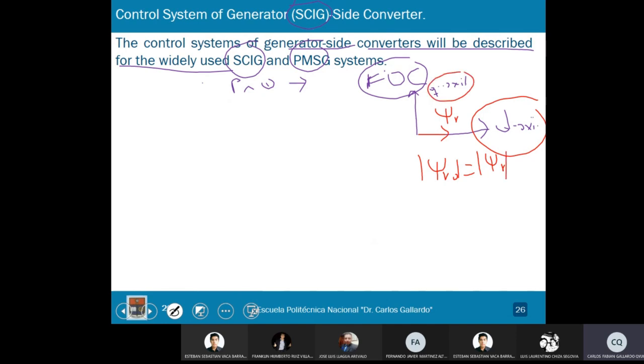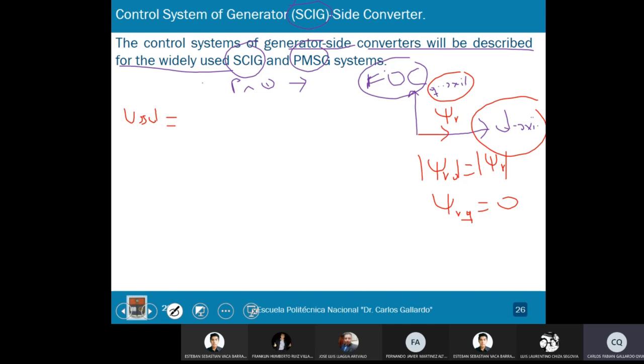What about the Q-axis? If I am using the field-oriented control, the rotor flux on Q-axis is equal to 0. So let's analyze the following. From the previous lecture, we know the following equation. We have already demonstrated this equation.